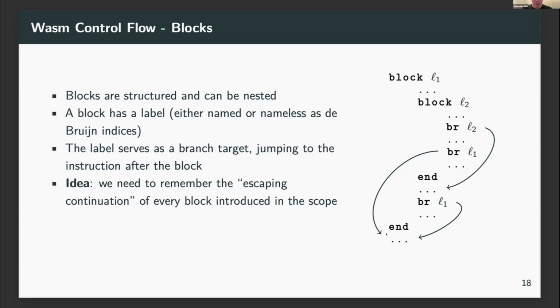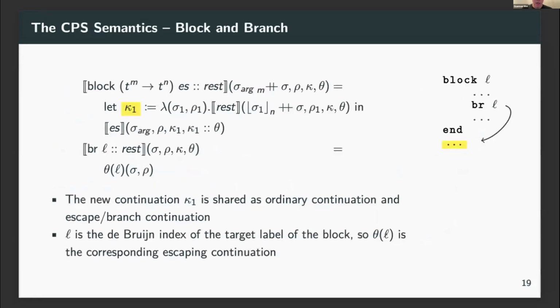And this escaping continuation will be used for those BR instructions within this block. Okay, that's really the idea we have here. So when giving the formal semantics here, we have this BR block instruction. There is some additional information I will briefly explain, where we have the block type from TM to TN. And there is also some additional stack manipulation to make sure the resulting stack really takes the right arguments.